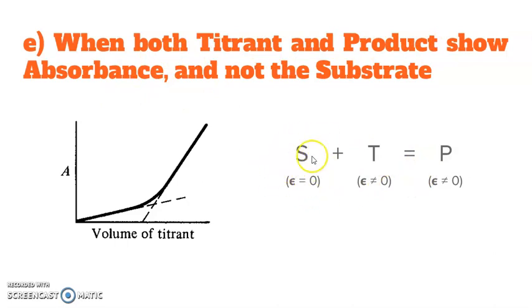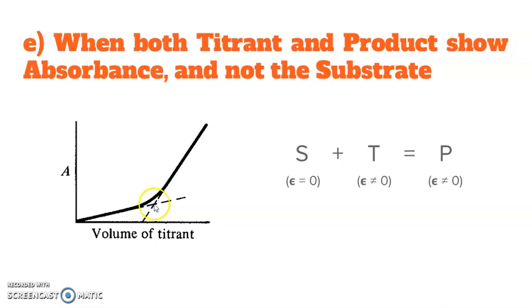In this case, the substrate is not having any absorption, whereas the titrant and the product show some absorbance. So the kind of peak or curve we get here is, since the substrate itself is not showing any absorbance, there is no sharp advance in the absorption. But as the titrant volume increases and the product starts to form, this part is because the product has started to form, and up till here the product has formed, and further there is no more product forming, but the increase in the titrant volume, which is showing absorbance, gives this particular peak.